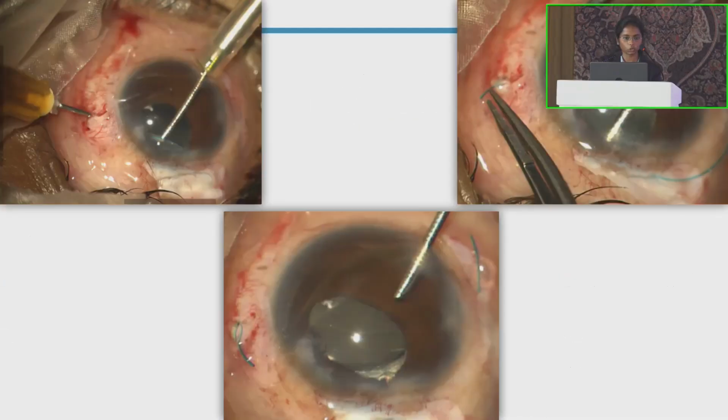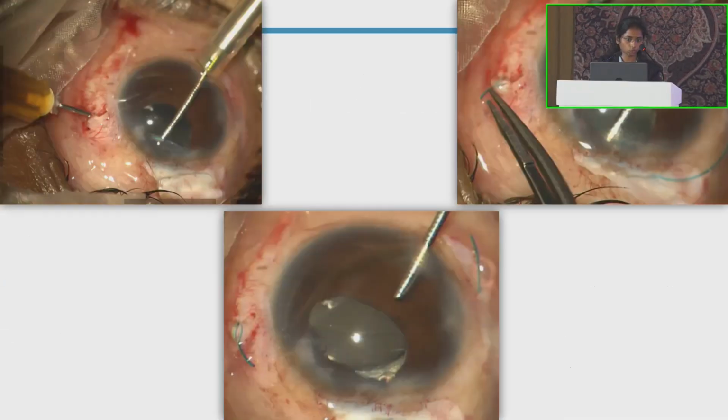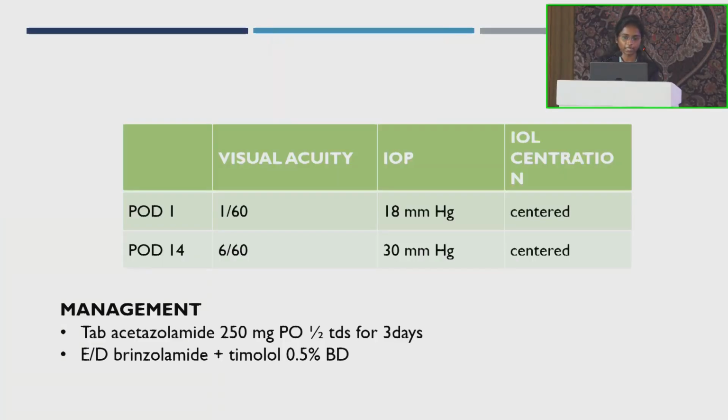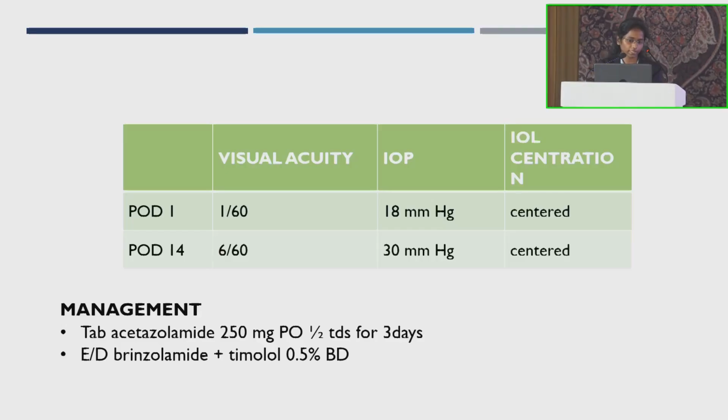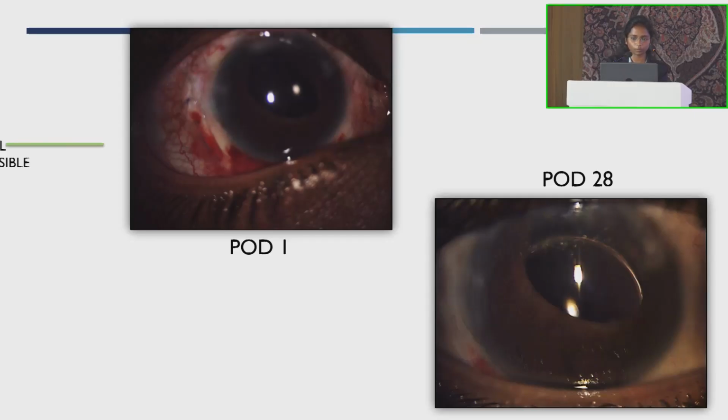And in the first image you can see the IOL haptic being exteriorized through the bore of the 26 gauge needle, and the procedure is repeated on the other side. Postoperatively, this patient had early postoperative IOP elevation, which was managed medically, and this is the 28-day post-op image where you can see the IOL centered and in proper position.